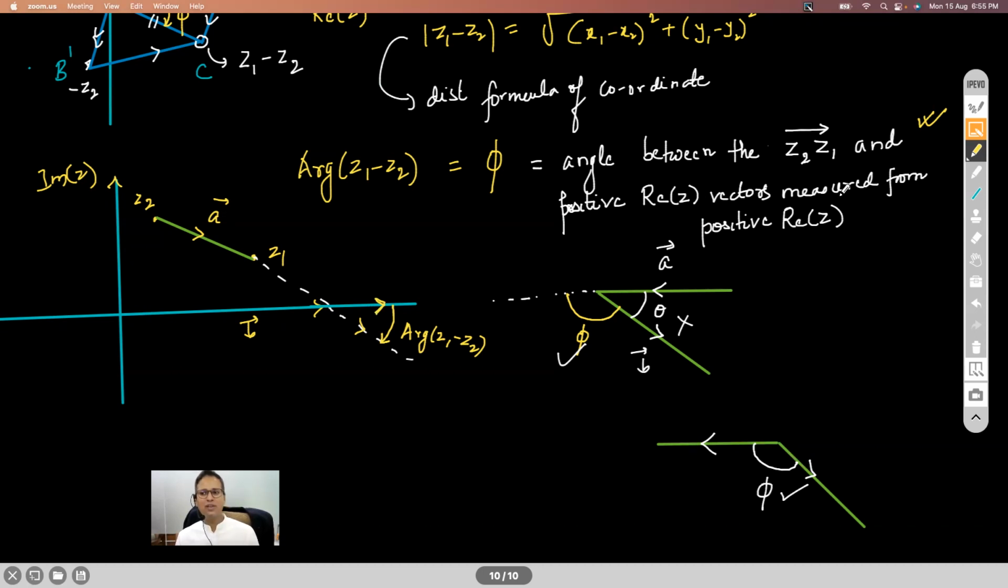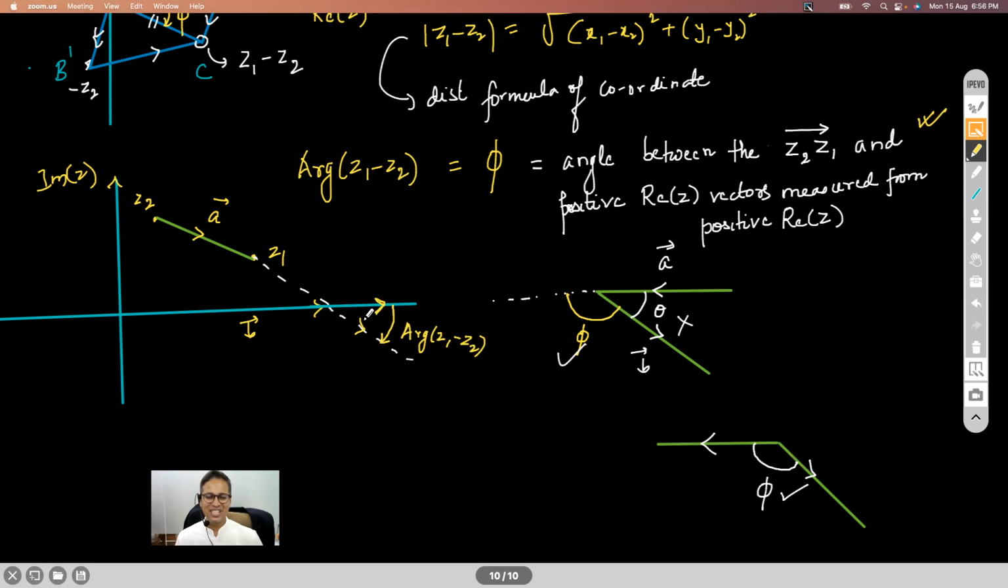And obviously you have to start from positive real Z axis so that you can know whether it is negative or positive. Unlike in vectors, there is no sign to the angle, right? You just mention the angle between them. Here you have to put a sign to it. So you have to see whether you are moving anti-clockwise or clockwise.